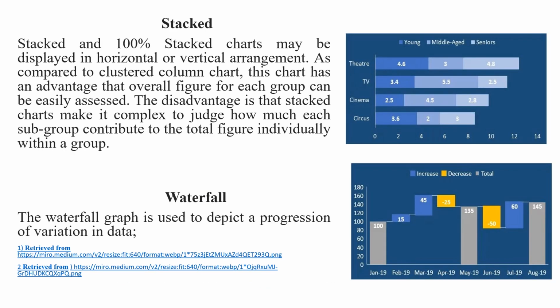Stacked. Stacked and 100% stacked charts may be displayed in horizontal or vertical arrangement. As compared to a clustered column chart, this chart has an advantage that the overall figure for each group can be easily assessed. The disadvantage is that a stacked chart makes it complex to judge how much each subgroup contributes to the total figure individually within a group.